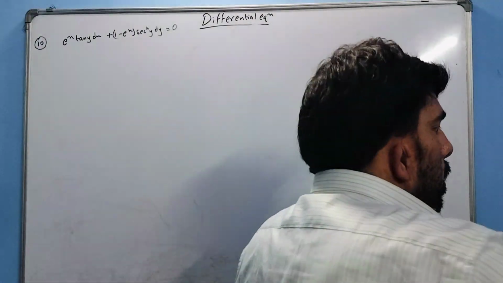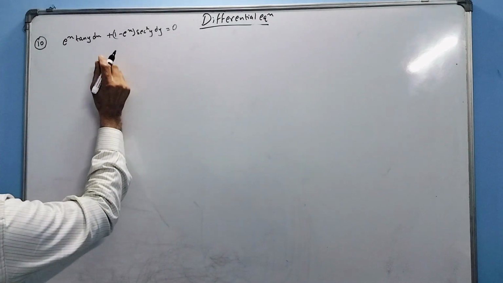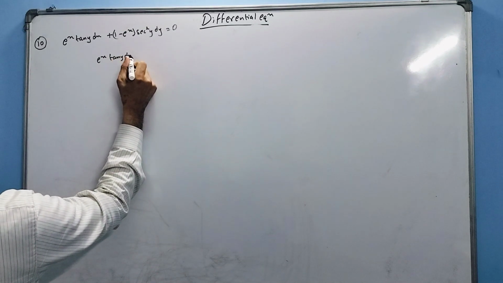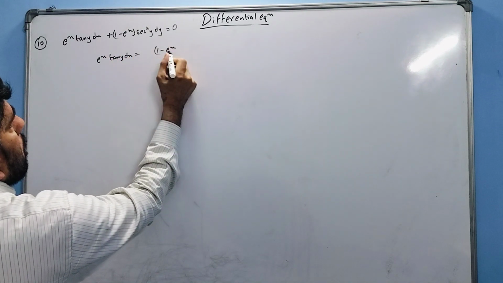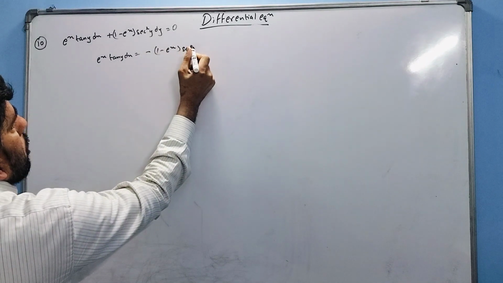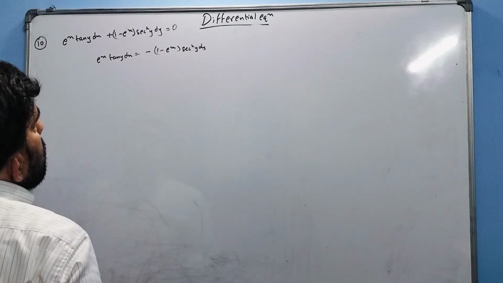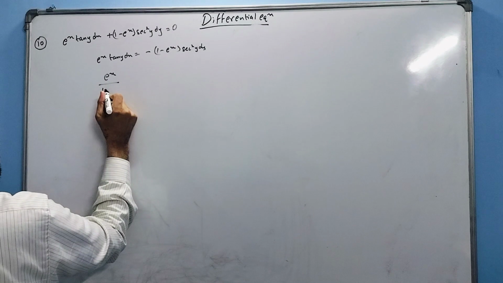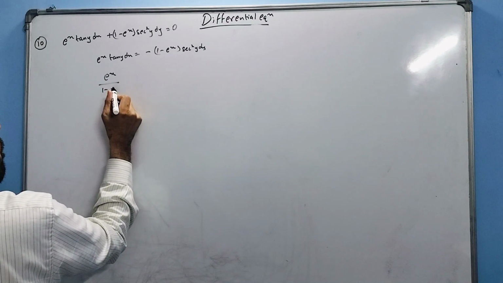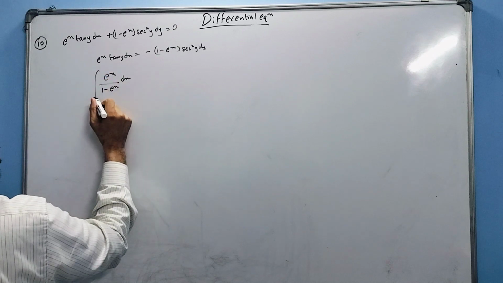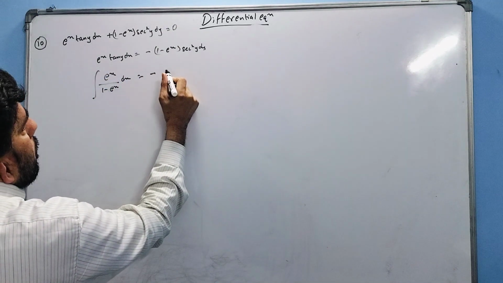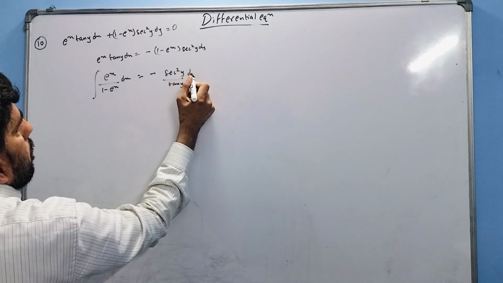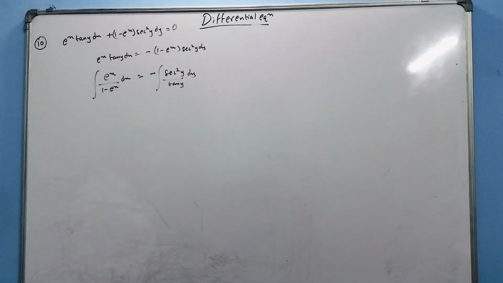Okay, now let us see how we can solve. If I take that on the RHS, I get 1 minus e^x minus sec square y dy. So now what we can do here, we can take this and that here. So I get 1 minus e^x dx. Now here I get minus sec square y upon tan y dy. That is how we try to solve it.